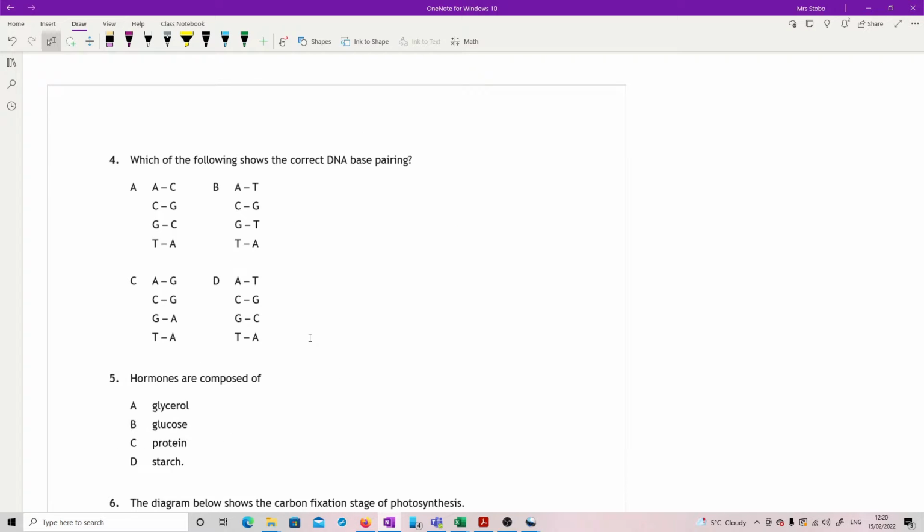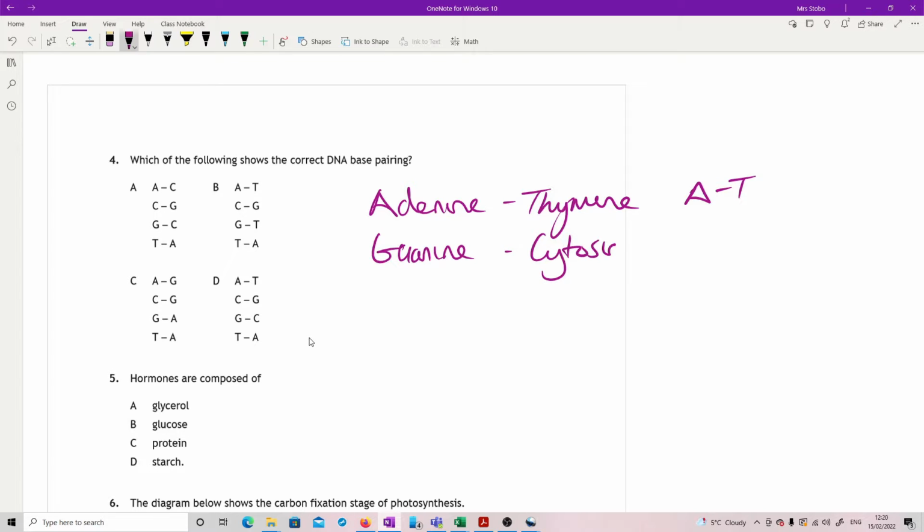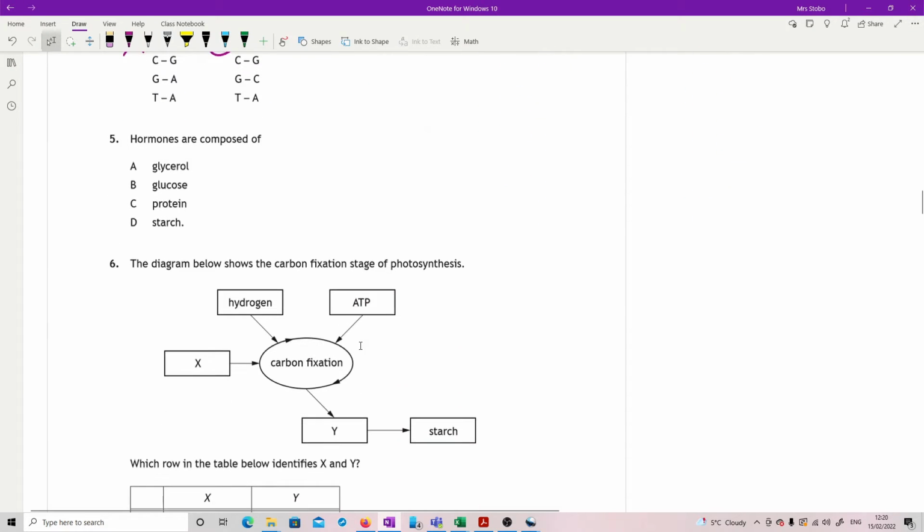Okay. Which of the following shows the correct DNA base pairing? Okay, you need to know that adenine pairs with thymine, so A to T, and guanine pairs to cytosine, G to C. Okay, so A is wrong because I've got an A to C pairing here. Okay, B, A to T, C to G, G to T pairing, that's wrong. A to G, top one, and C, that's wrong. A to T, C to G, G to C, T to A. Happy with D.